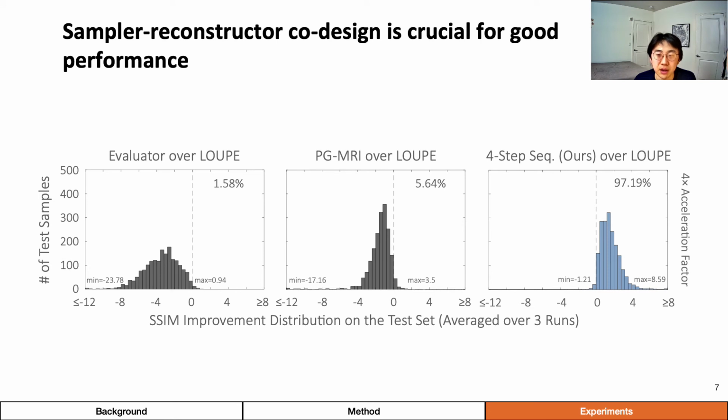Third, we compared our method and two sequential but not co-designed methods against LOUPE. We see that these methods are significantly worse than our method and LOUPE. So sampler reconstructor co-design is crucial for good performance.